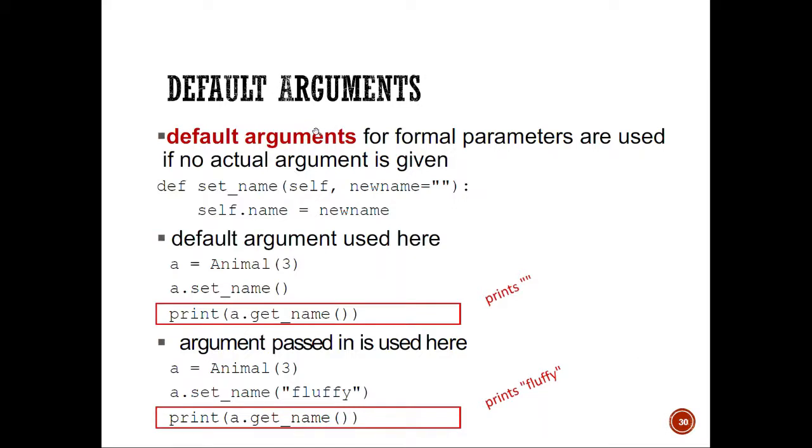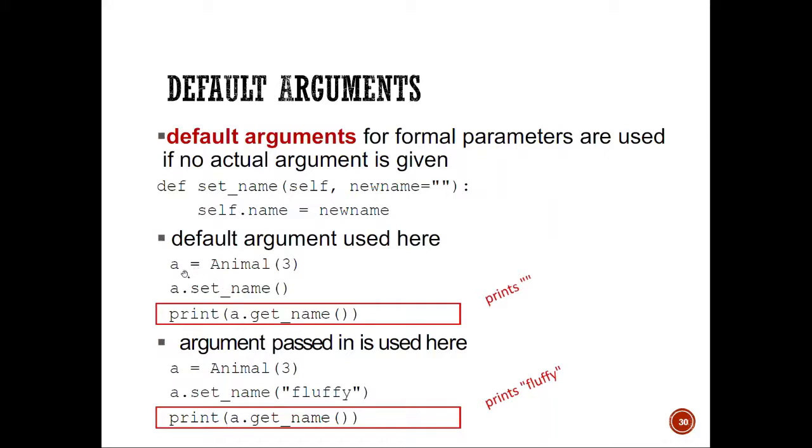Another important concept is default arguments. Default arguments for formal parameters are used if no actual argument is given. For example, if we define the setter method to be new name equals empty, and we don't give it a value, it will set it as empty. But if there is a value, that's what we assign to the data attribute name.